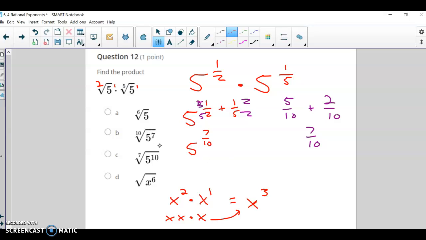Okay, and based on my answer choices, it looks like I've got to switch forms. So I'm going to do the roots on the bottom. So it's a 10th root and a power of 7. The power goes up. So 10th root of 5 to the 7th.